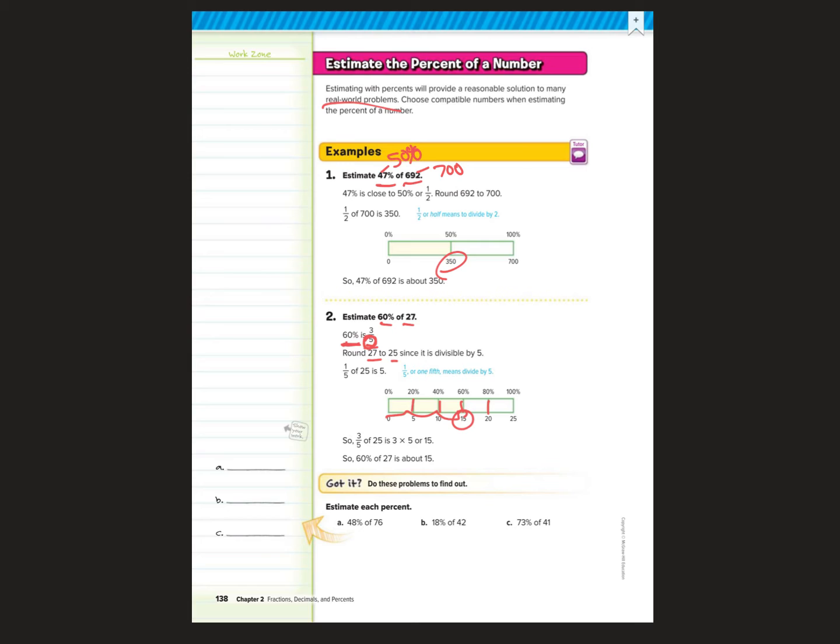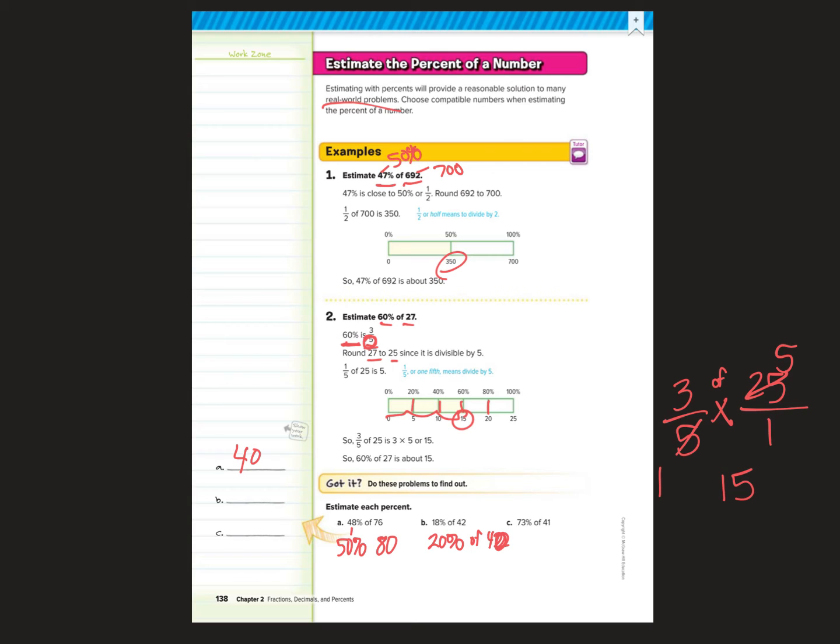So 3/5 of 25. We could just solve it that way too, couldn't we? When we hear "of," we know multiply. 25, well, I would divide by 5. Divide by 5. 3 times 5 is 15. Estimate each percent. I'd say this is about 50% of 80. Half of 80 is 40. Next, 18% of 42. So I'm going to say what's 20% of 42? 40. Let's do 40.